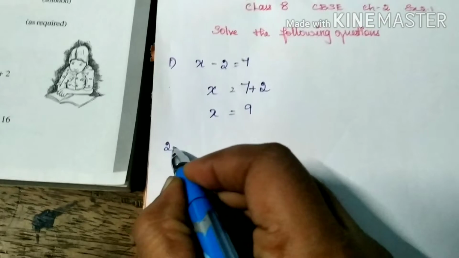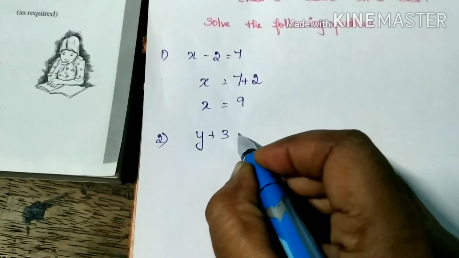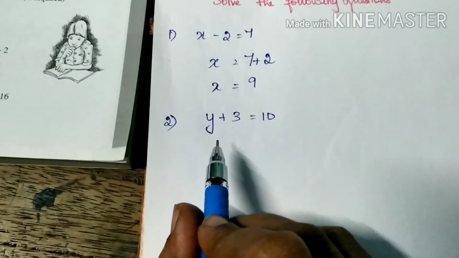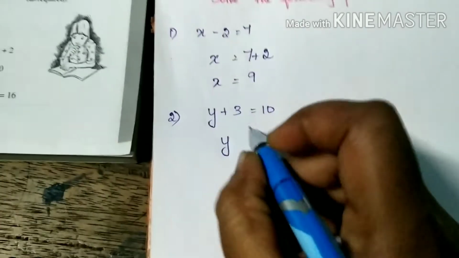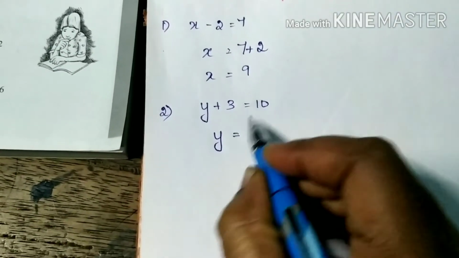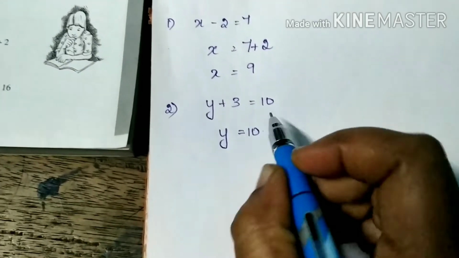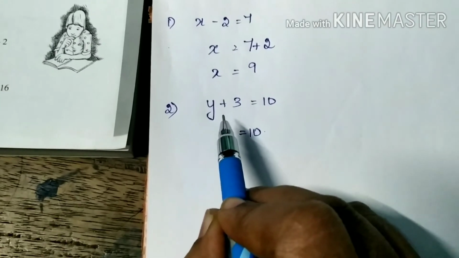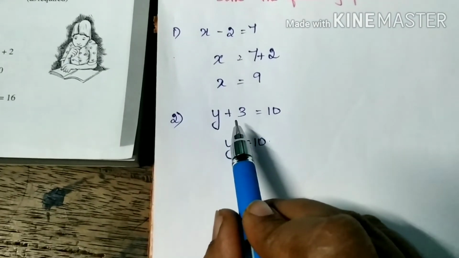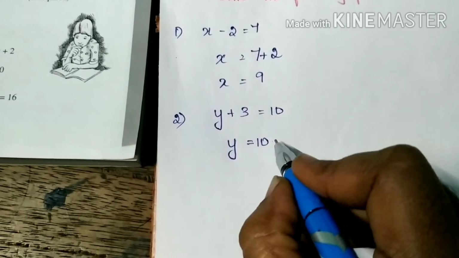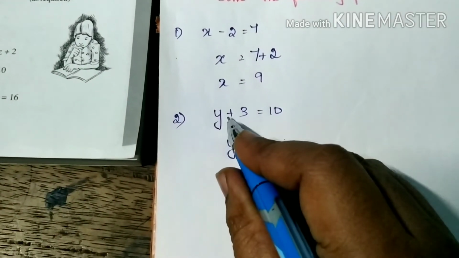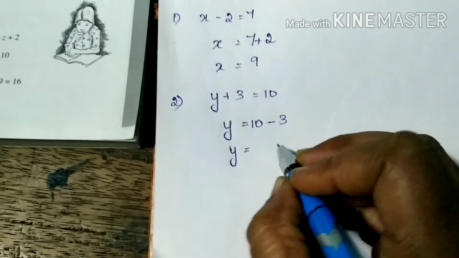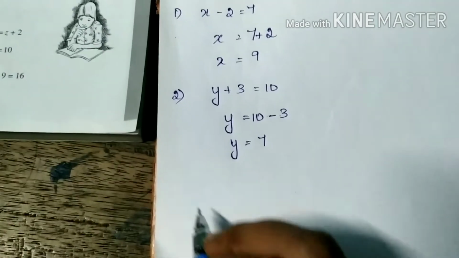And your second question is y plus 3 is equal to 10. So here the unknown variable is y, you have to find the value for y. So y is equal to, already 10 is here. How do we find the value of y? We have to transpose this constant value to the other side. The constant value is 3. If we transpose this to the other side, the plus changes into minus 3. So y is equal to 10 minus 3. The value of y is 7.